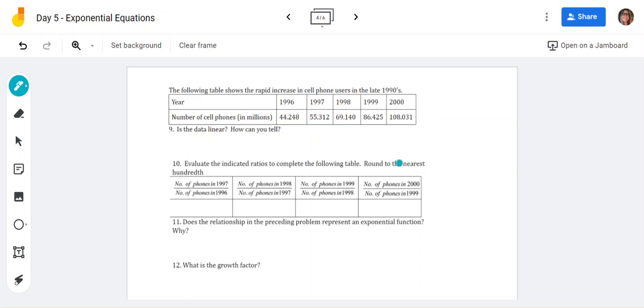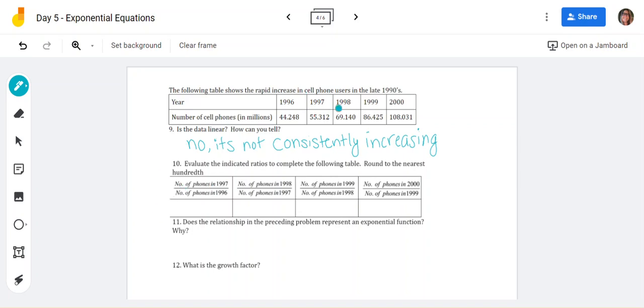So it's not linear. It's not consistently increasing. We're not adding the same thing each time. If it had gone up, like the first year, it went up by 11 million. If it had gone up by 11 million every time, then it would have been linear.